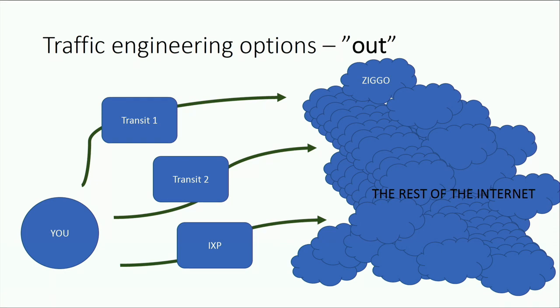So this is an example scenario. We have a company, U, in the lower left corner. We have two transit providers and a peering platform or private peering. Actually, the function of the intermediate networks themselves is not that relevant. And through these intermediate networks, the rest of the internet is reached, including Ziggo, which will be one of the victims in our examples.